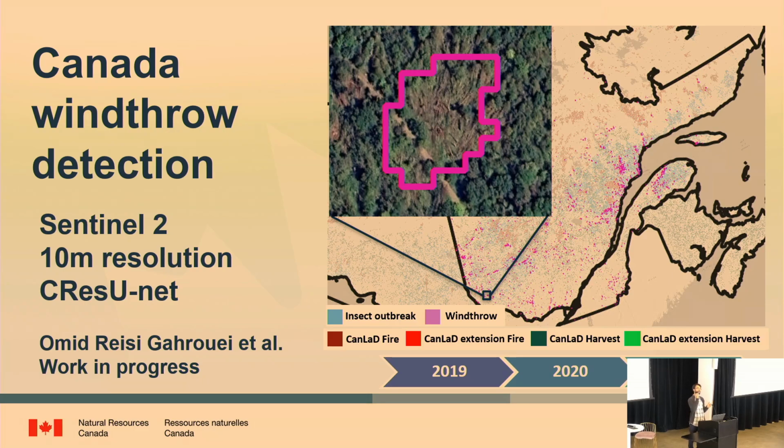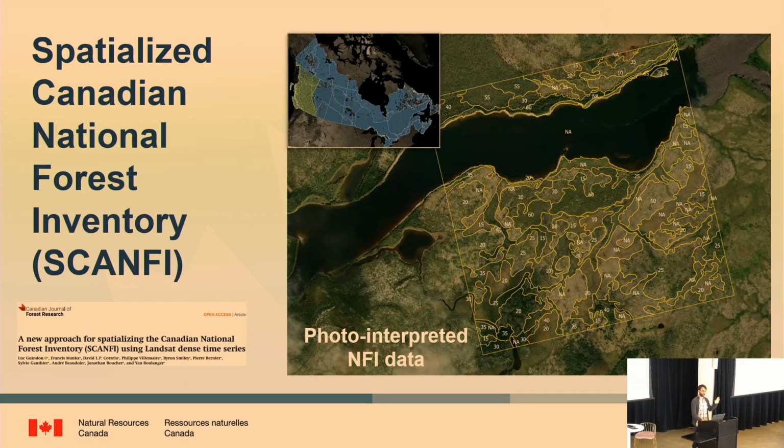So we're moving on to Sentinel-2, which is a European satellite that has a 10-meter resolution, and we've been using deep learning to detect those. As you can see in purple, we've managed to detect them all. We're mapping them across Quebec for a single year, and we're eventually working on mapping them all across Canada from 2019 onwards. So that's the disturbance part.